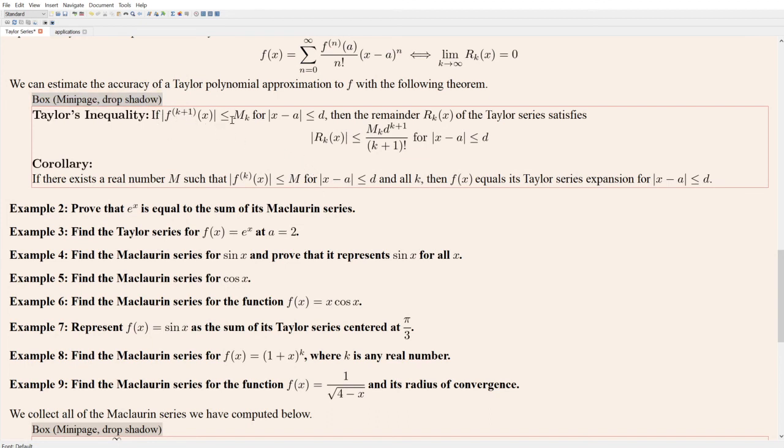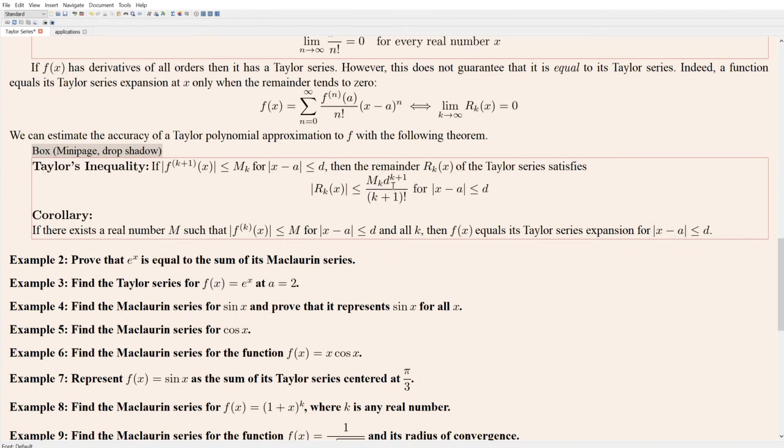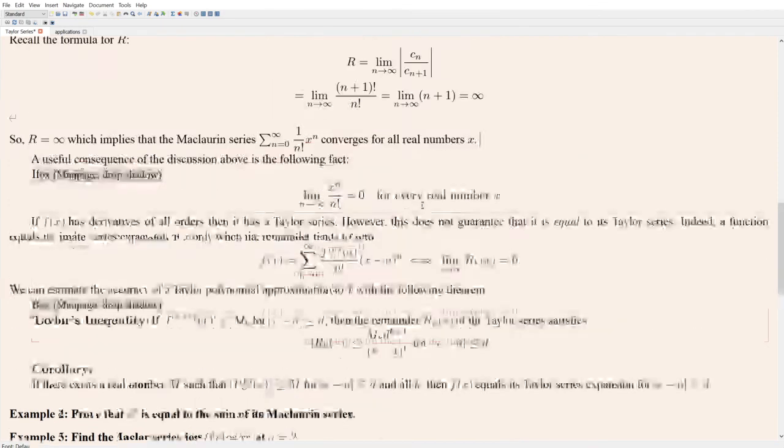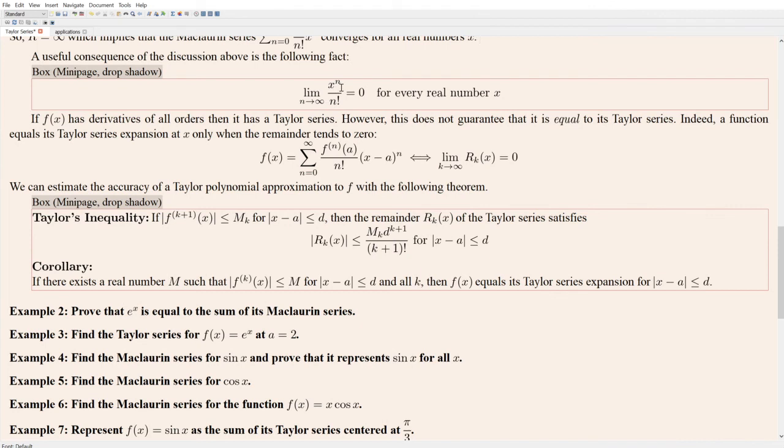If the k plus 1th derivative is bounded by some number for values of x within some prescribed range, an interval centered at a, then the remainder satisfies the following inequality. Notice that this m_k is a constant. So d to the k plus 1 over k plus 1 factorial is exactly the same form as this, so in the limit as k goes to infinity, this chunk goes to 0. The only complication that might keep this from going to 0 is m sub k, a bound on the kth derivative.